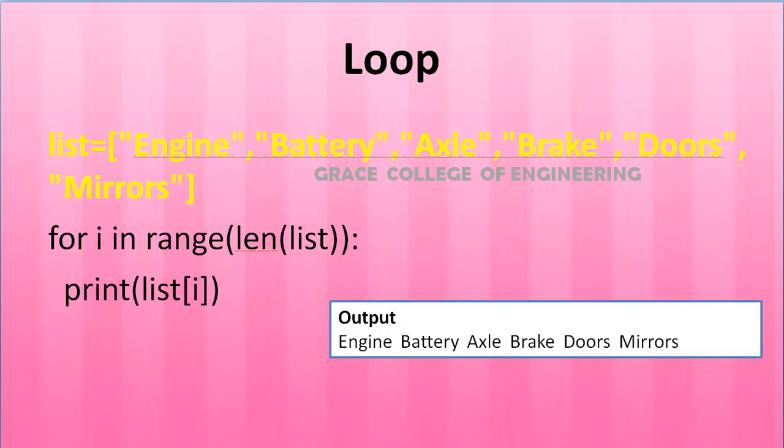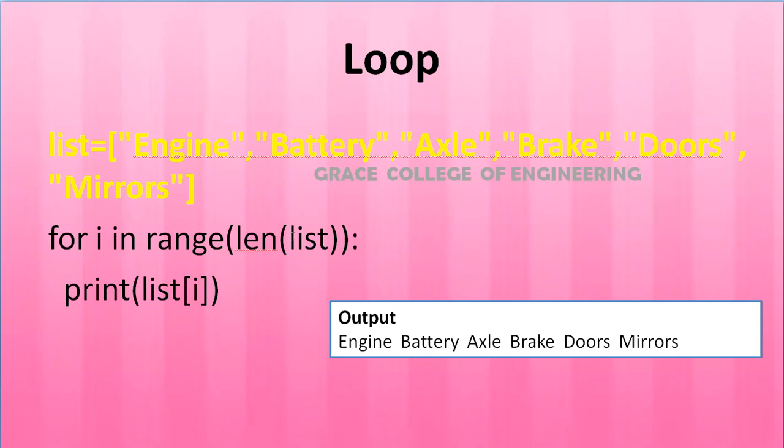For iteration, you can use the looping method. The list is created, a for loop is used here. For i, a variable, if you want, you can give any name to the variable, in range of length of list. Then next, print list of i. One by one the values will be stored in the i variable and it will be printed. That is the concept of iteration. So first engine will be stored in i and printed. See the output, engine will be the output.